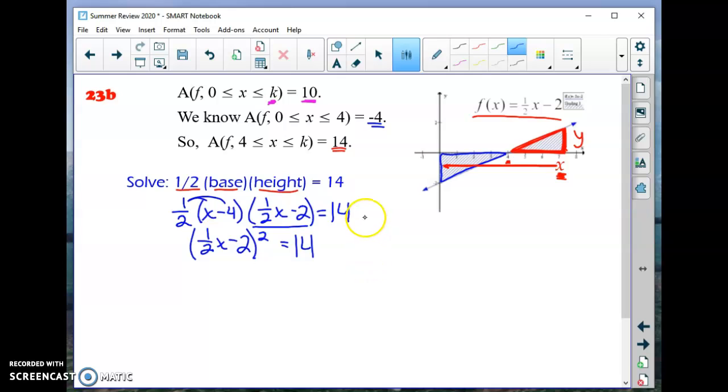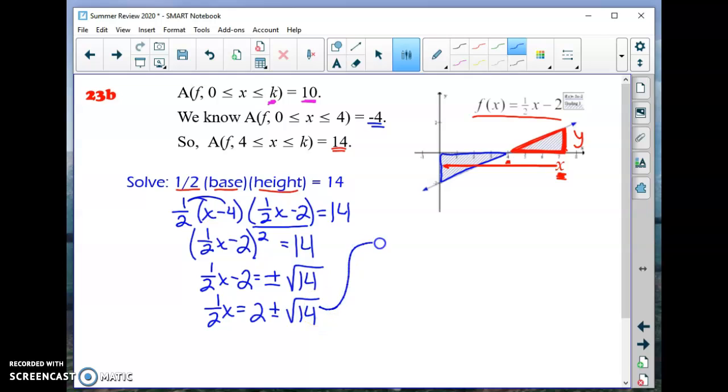So to continue further, I could take the square root of both sides. So 1/2 x minus 2 is going to equal plus or minus the square root of 14. If we continue to solve here, we would have 1/2 x equals 2 plus or minus the square root of 14. Let's see, so we double both sides. So I've got two potential answers, 4 plus or minus 2 root 14.